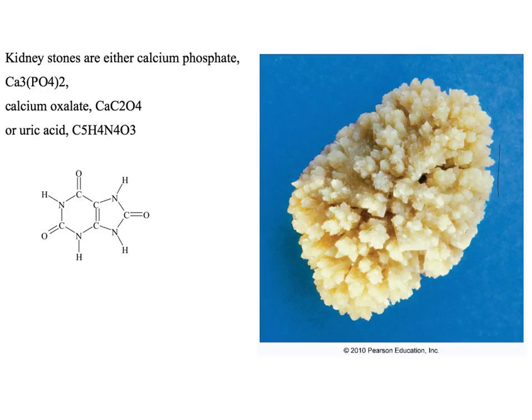Kidney stones. Check this out, guys. If you've ever seen it, this is a kidney stone. Okay, it's under a magnifying glass, but still. Kidney stones are either calcium phosphate, an ionic compound, calcium oxalate, also an ionic compound, or uric acid, which is not. This is uric acid right there.